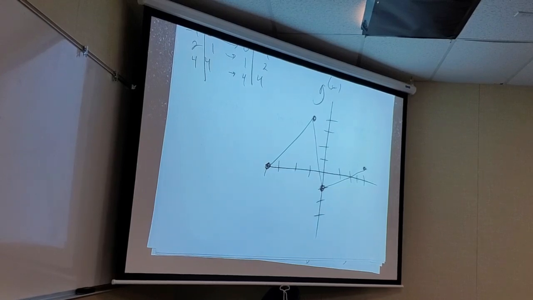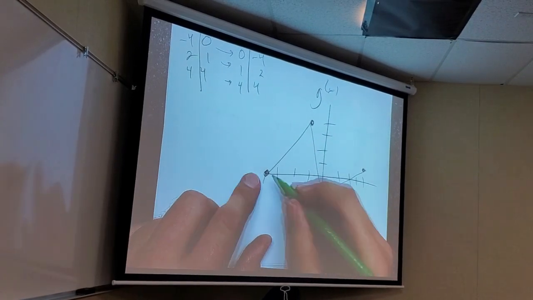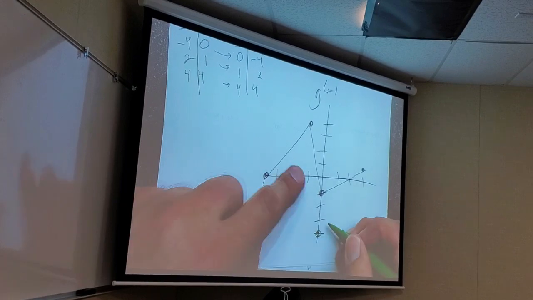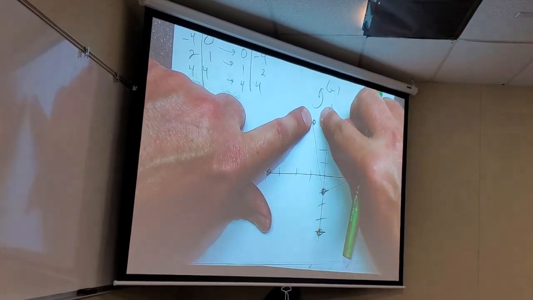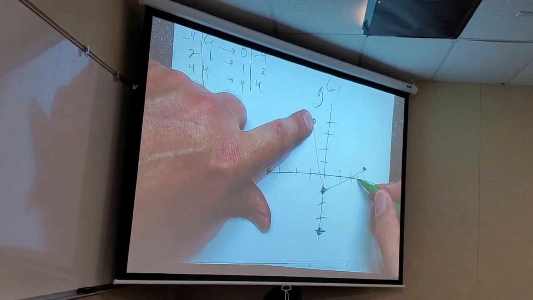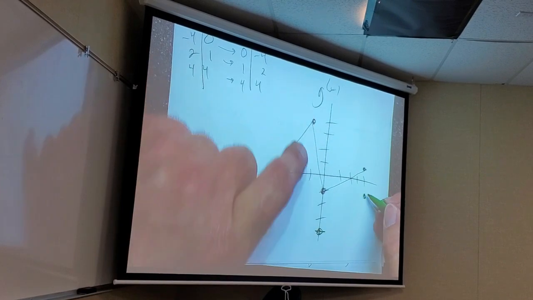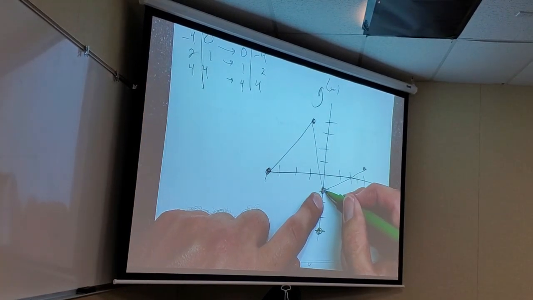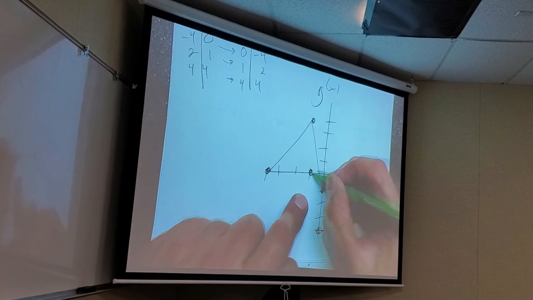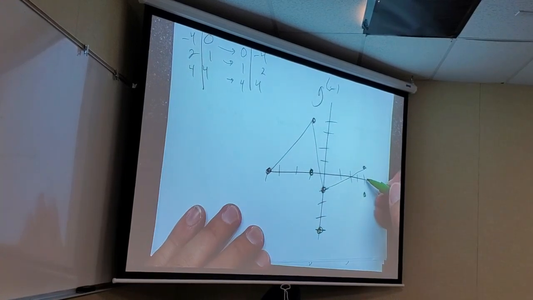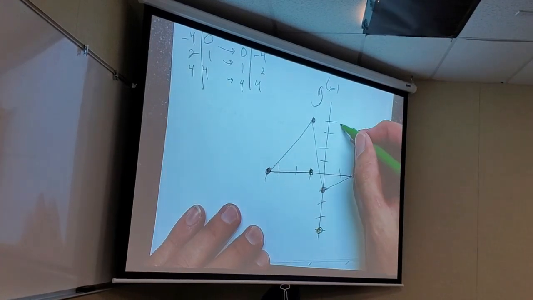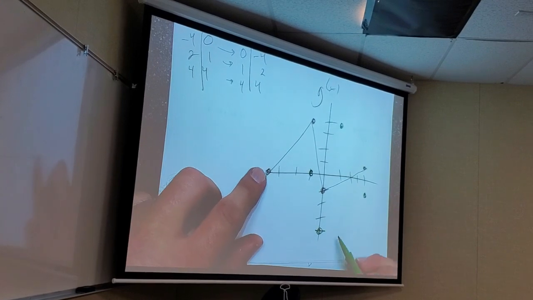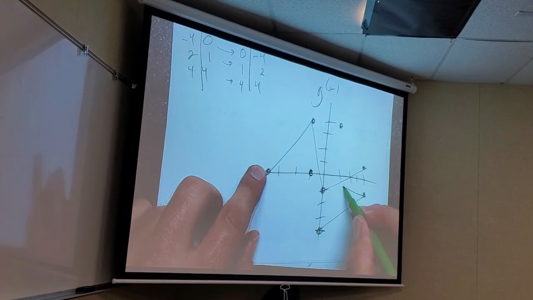If I try to find the inverse, I'm going to do this a little bit quickly. It'll be 0, negative 4. That's negative 1, 4, correct? So it'll be 4, negative 1. That's 0, negative 1, correct? So it'll be negative 1, 0. And then this is 4, 1, so it'll be 1, 4. All right? So it's going to look like this.